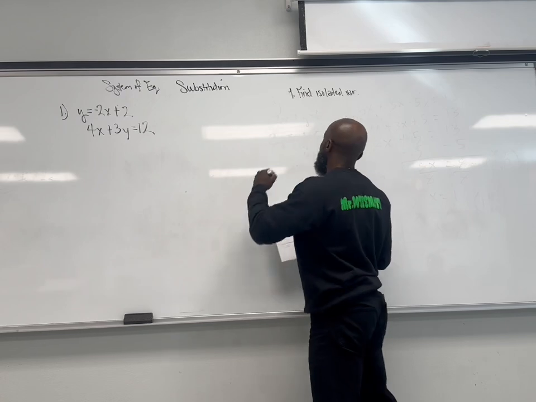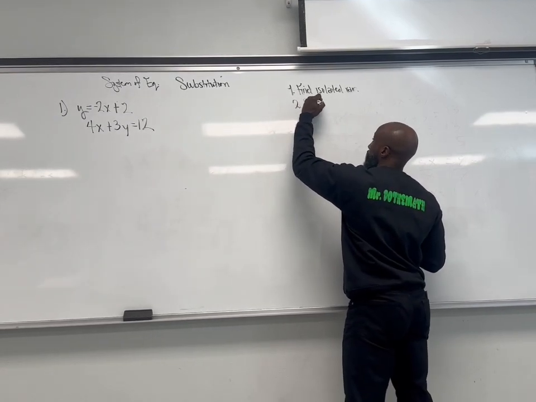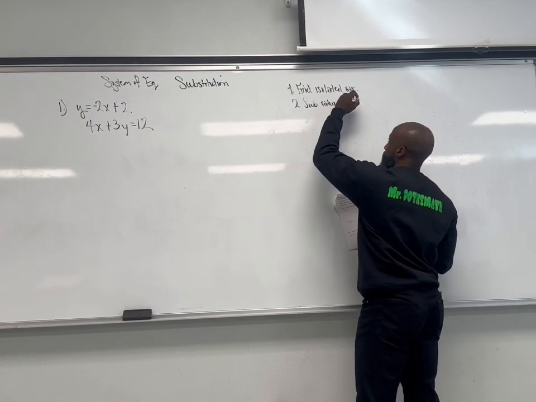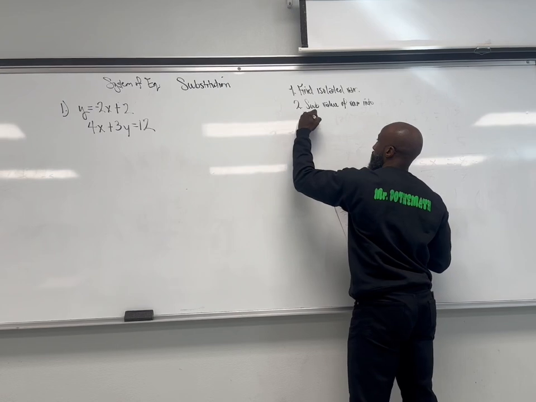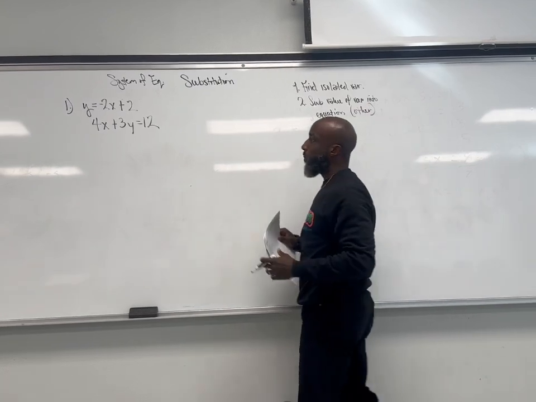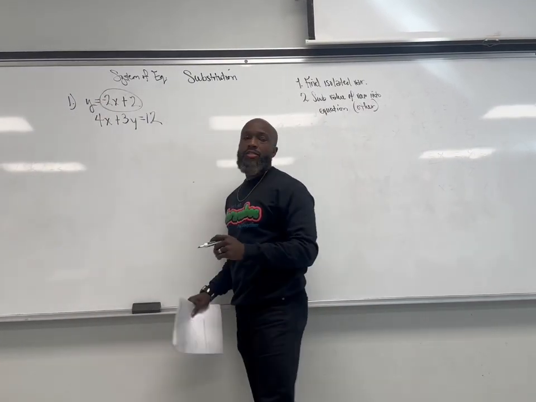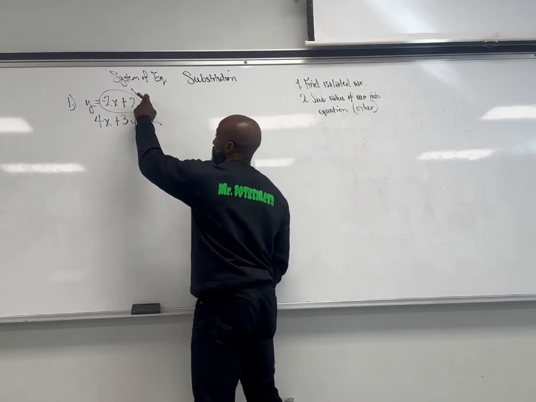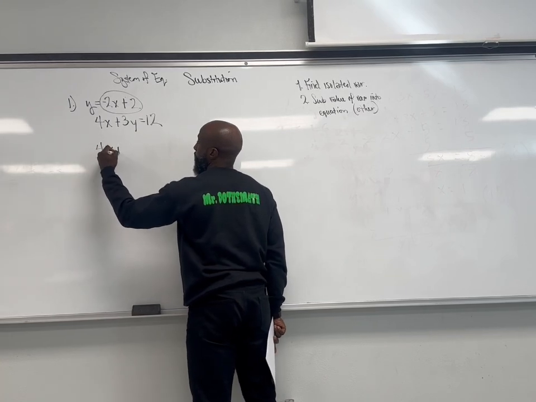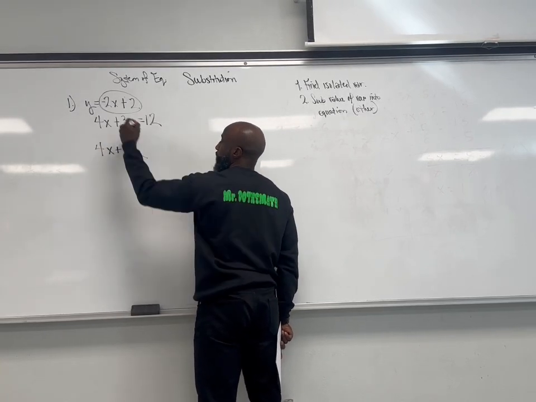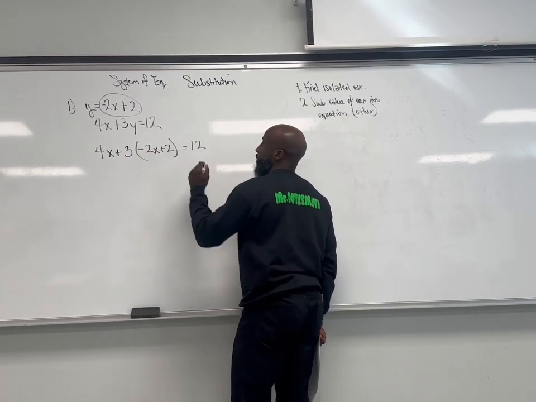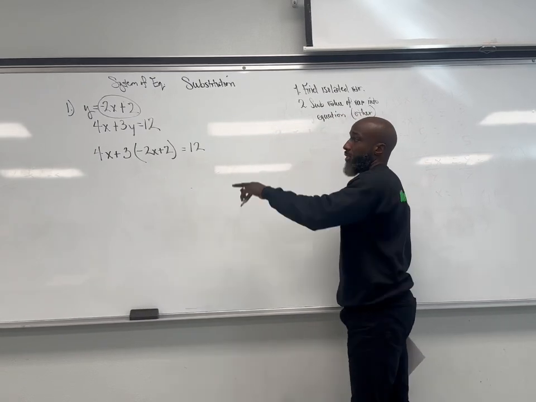So now that we found our isolated variable, we're going to substitute the value of the isolated variable into the equation. That equation being the other equation, right? So we're going to take this value here, negative 2x plus 2, and we're going to substitute it for y in the other equation. So now our equation will be 4x plus 3 times (negative 2x plus 2) equals 12, right?